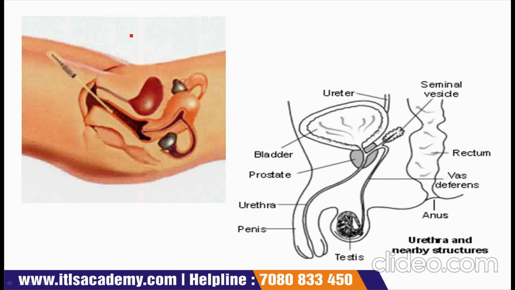Here diagrams of genital cultures are given. You can see this is the sample collection procedure. This is urethral and nearby structures are given. This is seminal vesicle. This is rectum part of the body. This part is vas deferens. This is anus, that is opening of the rectum. This is bladder and this part is ureter, tube-like structure. This is prostate. This one part is urethra. You can see this is pipe-like structure is urethra and this is penis.